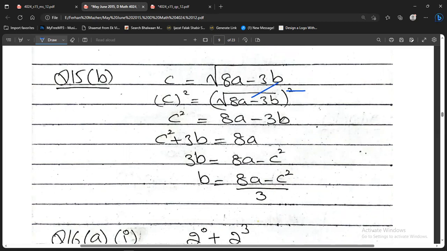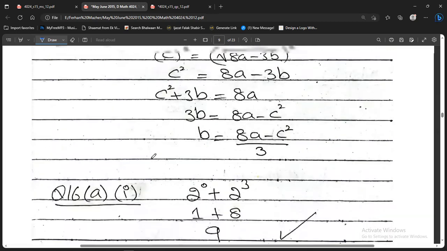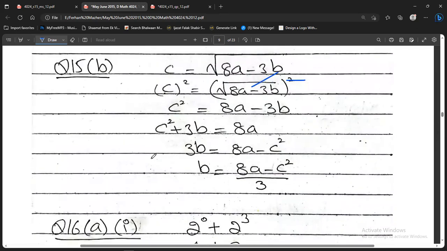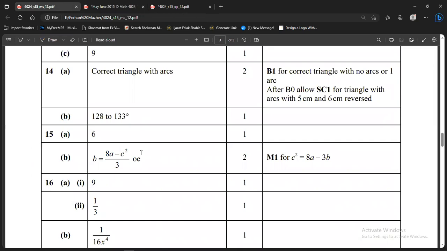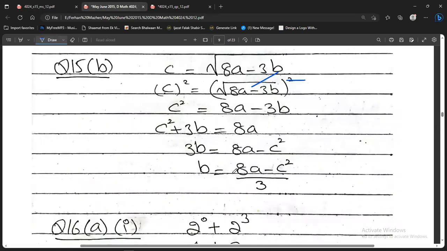Now I want B to be the subject. So 3B will come to this side. So C square plus 3B equals 8A. And 3B will be equal to 8A minus C square. And B will be equal to 8A minus C square, the whole thing divided by 3. 8A minus C square divided by 3. So that is the answer. Question number 15, B part.